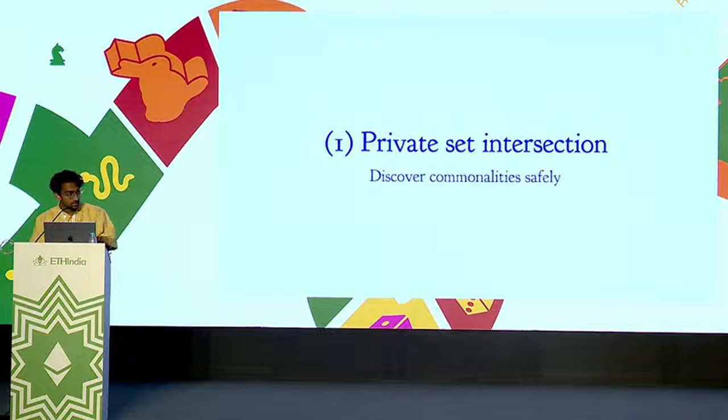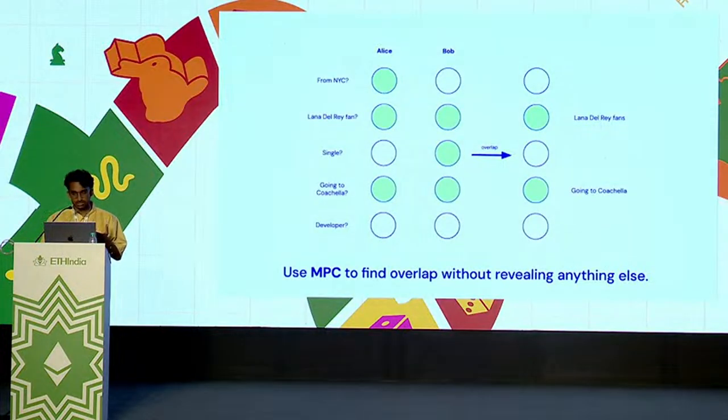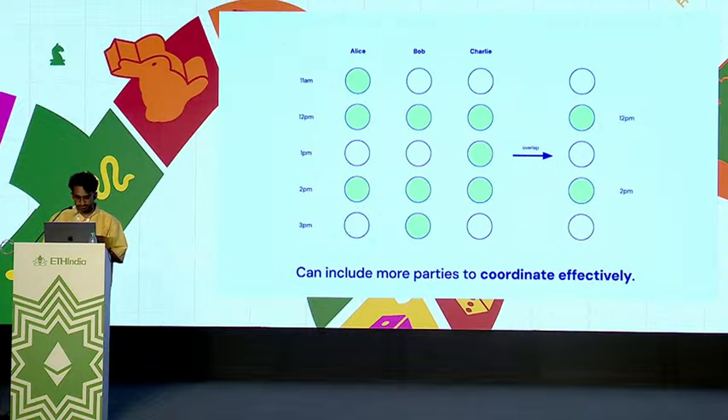So the first is a tool called private set intersection. This is essentially the simplest MPC you can do, where you discover things you have in common with each other without revealing anything else. In this case, something you can do is attest to different interests or things you like, and just output the things you have in common. And it's this sort of immediate icebreaker. And actually, we've built out a really simple version of this that I'll show you guys how you can use at the end of this presentation. And you can also imagine extending this to more parties.